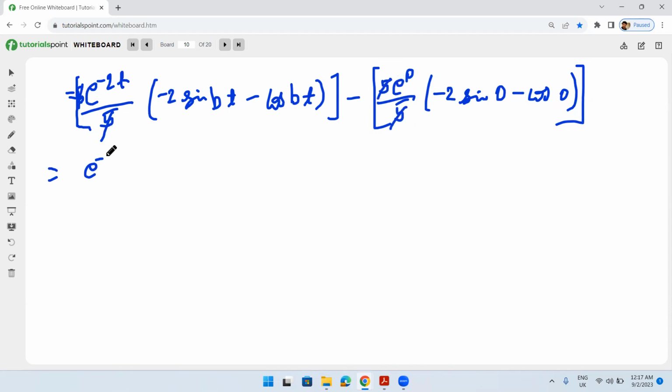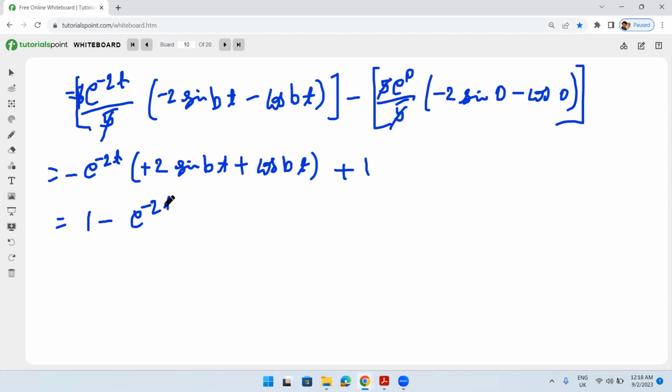So e power minus 2t, nothing in the denominator. Minus 2 sine bt, so minus we can take outside. So we get plus here minus, plus cos bt. Minus sine 0 is 0, cos 0 is 1, minus into minus plus 1. This is the final answer. So I'll write 1 first. 1 minus e power minus 2t, 2 sin bt plus cos bt.